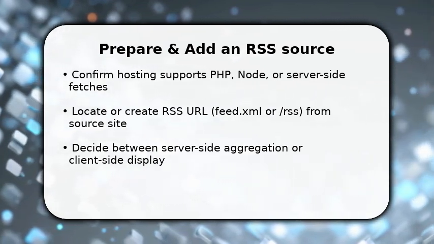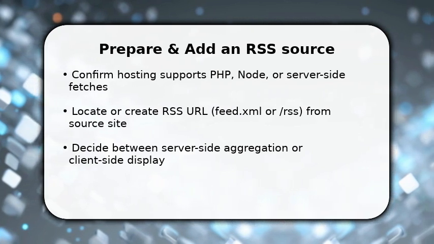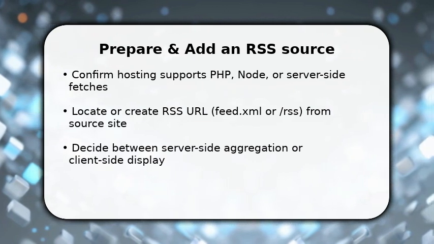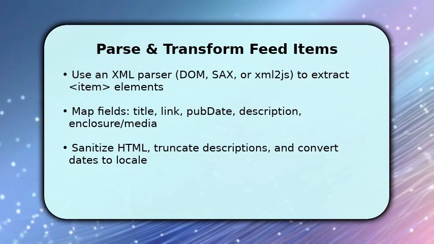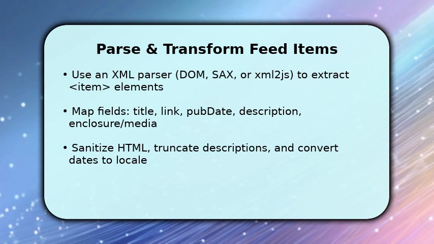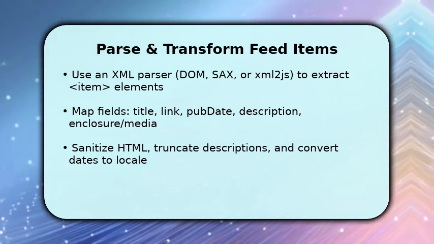Once decided, create a simple fetch endpoint or script and log the raw XML so you can inspect tags like item and link, which you will parse in the next step. Now parse and transform feed items into your site's format. You will extract title, link, description, pub date, and any media. Use a robust XML parser so you avoid brittle regexes.